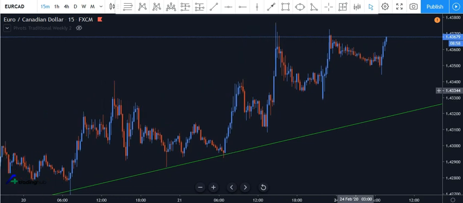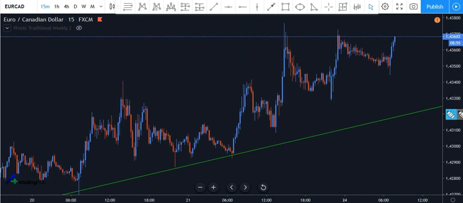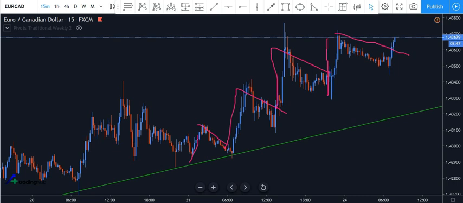See, look at the chart. Impulse and correction, impulse, correction, impulse, correction, impulse, correction. This was another impulse. So this is a breakout after a correction.